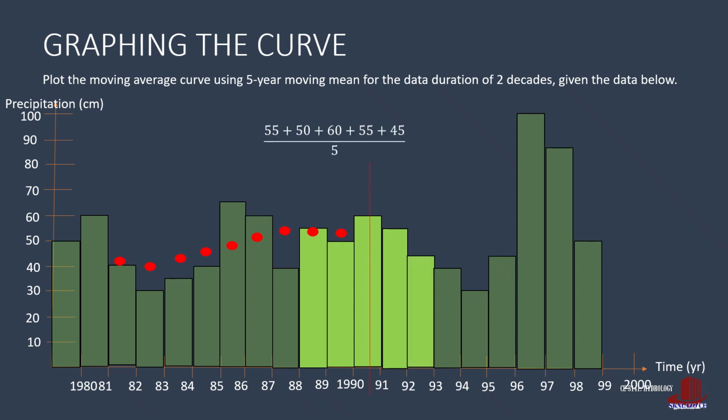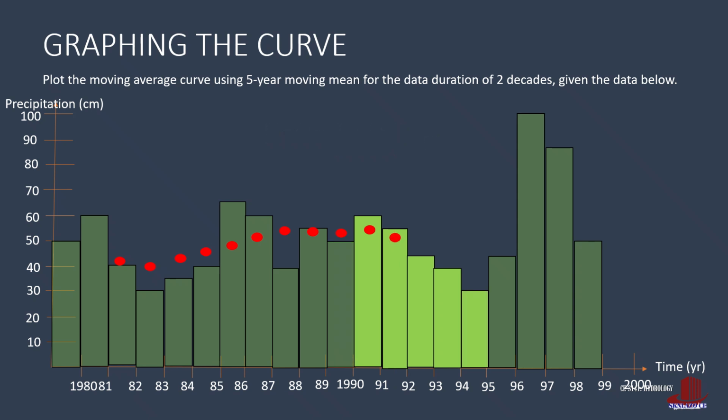The next takes the average of 55 plus 50 plus 60 plus another 55 and 45, which is 53, found between 1990 and 91. The succeeding pin comes from the average of 50, 60, 55, 45, and 40, which is 50, placed between 1991 and 1992. Almost at the end, so let's keep on averaging.